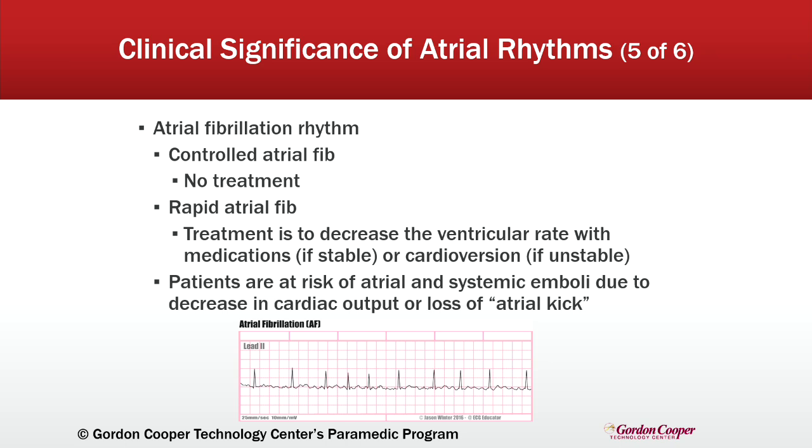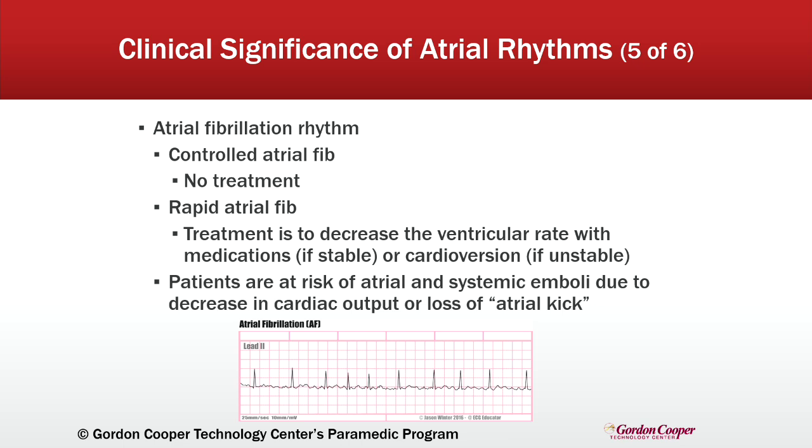And then atrial fib, another common atrial dysrhythmia where the atria, remember, are in this chaotic electrical activity, causing a loss of effective contraction, so no coordinated P waves. Now, that can lead to rapid irregular ventricular response, and the focus of treatment largely depends on the rate and then the stability of the patient. So with controlled atrial fib, there's really no immediate treatment. We're just going to monitor them. Rapid atrial fib, so when we start talking about RVR or greater than 100, the primary treatment goal is to slow the ventricular rate to prevent the decreased cardiac output.